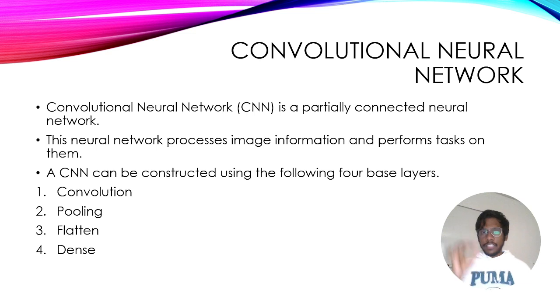People who have studied signal processing, who are doing their bachelor's in biomedical engineering or electrical engineering, might know what convolution is. But for the other people, don't worry, I am here to sort it out for you. Just understand that these four layers are the minimal essential layers that you need to construct a neural network, and this neural network works on image data, and it has partial connections. That's all you need to know about the basics of CNN.